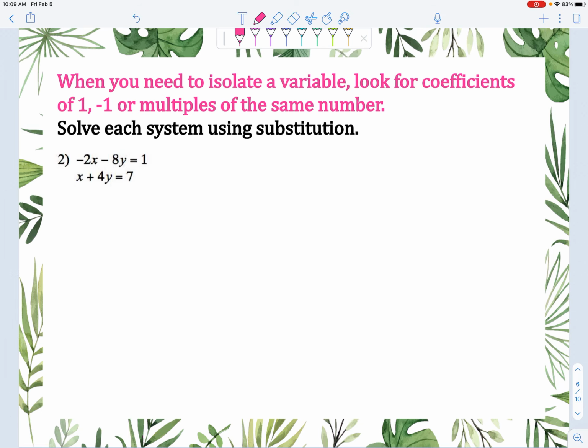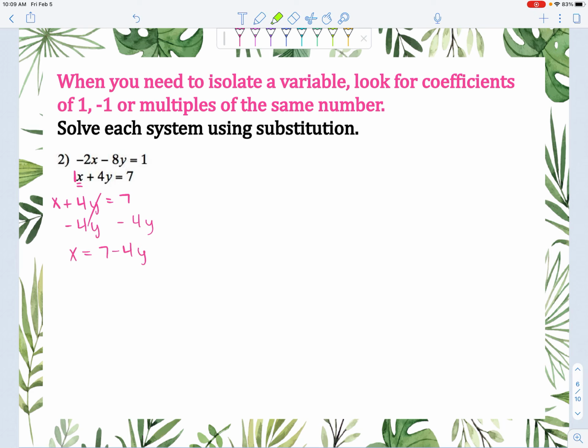But if I look at this bottom equation, this x has a coefficient of 1. That's going to be the easiest variable to isolate. So I'm going to use this second equation, x plus 4y equals 7, and I'm going to get the x by itself. To get the x by itself, I need to take this y term and move it to the other side. To move a variable term, we add or subtract. I have to subtract here.